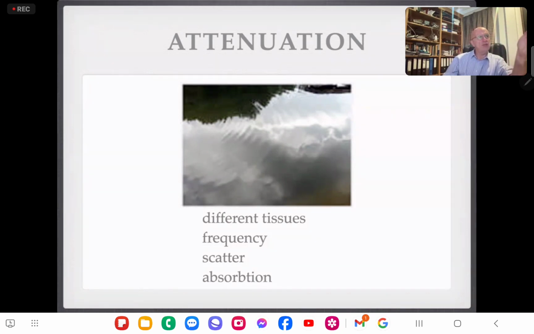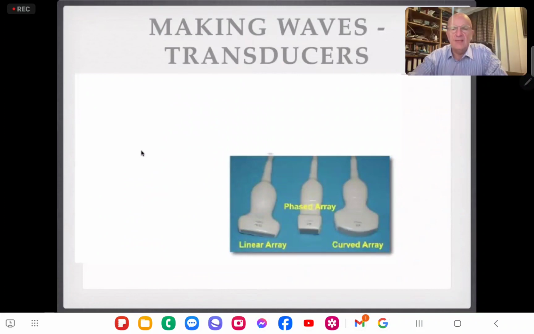And one of the ways you achieve that is using the time gain compensation on that set of sliders on your echo machine, isn't it? Okay. So that's all the things that waves do. How do you make them? Well, you make waves by using a transducer.